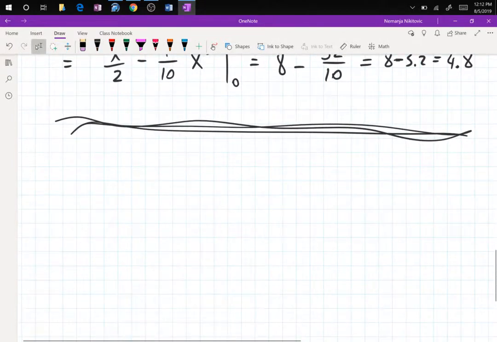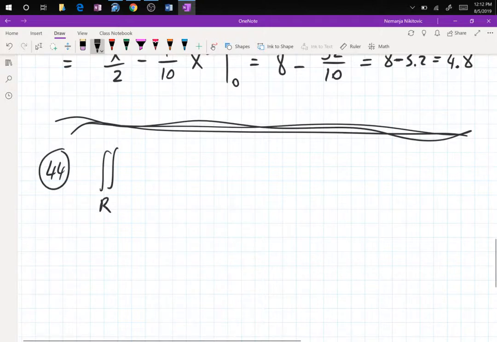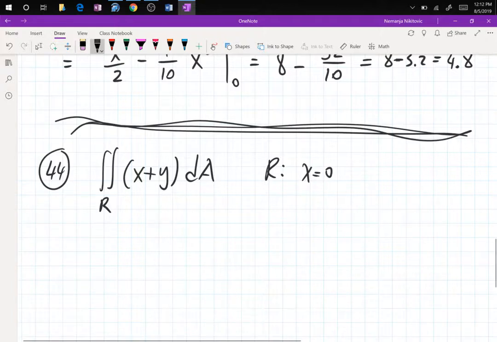Okay, so this is now problem 44. You are supposed to integrate over region R, x plus y dA, where R is a region bounded by x equals 0, y equals x squared, and y equals 8 minus x squared.